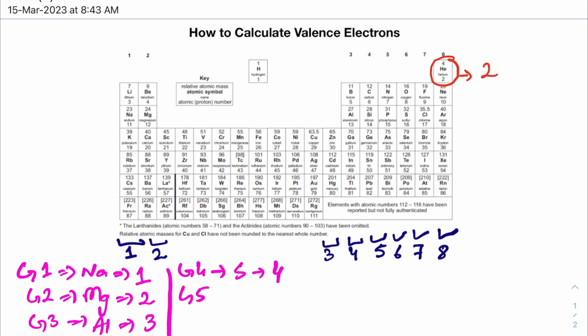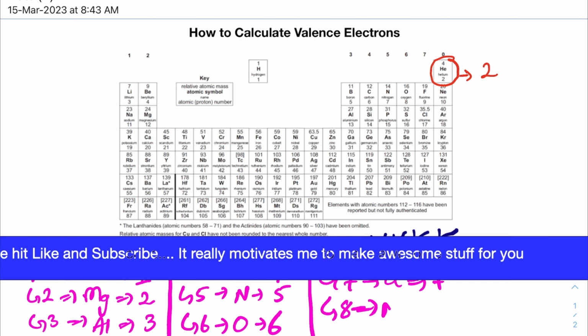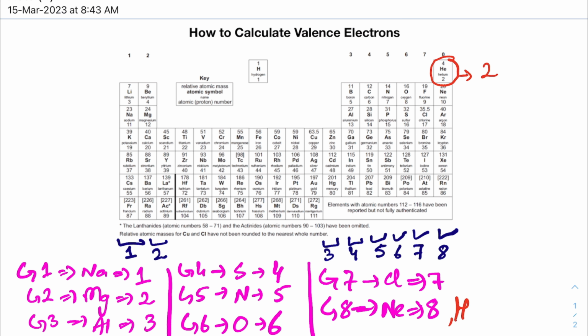Then group 5 contains nitrogen, and it contains 5 valence electrons. Then group 6 contains oxygen, which has 6 valence electrons. Then group 7 contains chlorine, which has 7 valence electrons. Then group 8 has neon in it, which has 8 electrons, and here we have helium, which contains 2 valence electrons, and that is an exception.